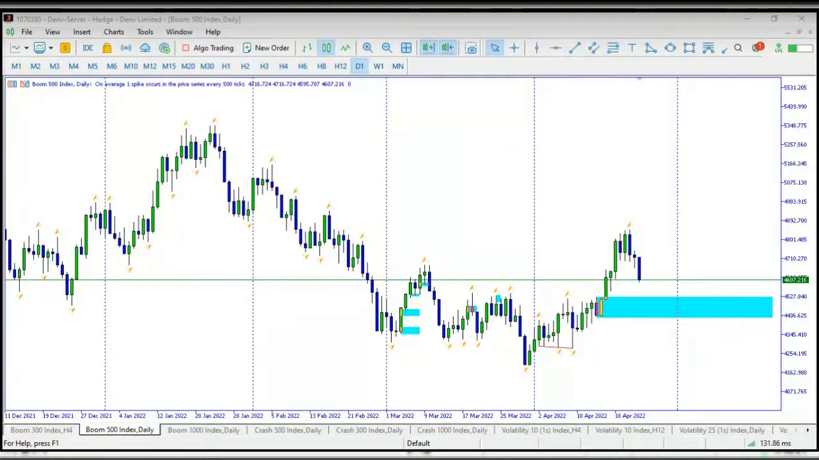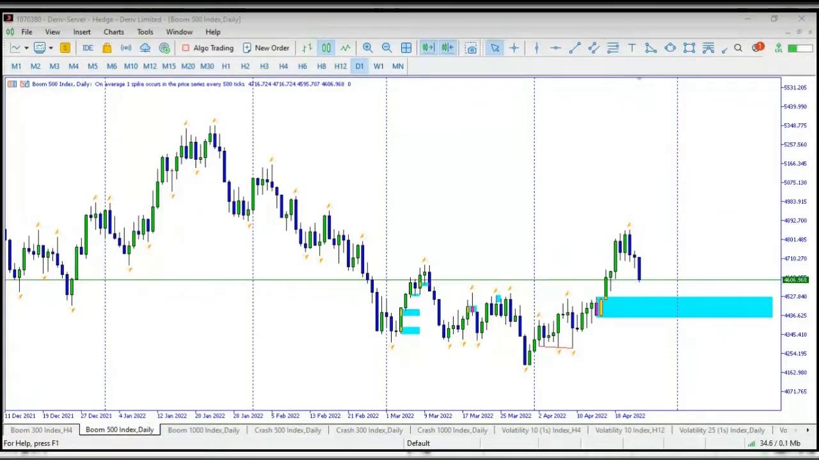A banker block is a failed order block. Let me not waste our time. Let me use charts to explain what a banker block is.